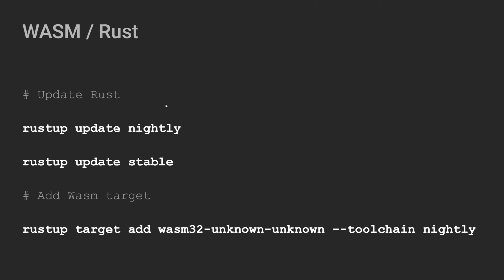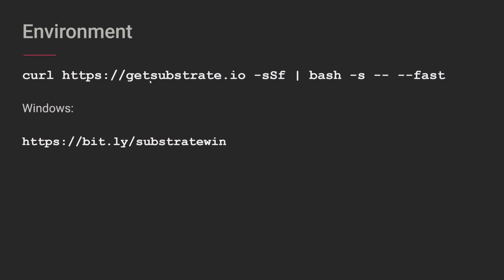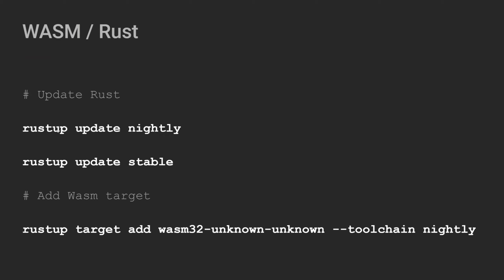So once the get substrate command finishes, you should update your Rust by running rustup update nightly, rustup update stable, and then finally rustup target add wasm32-unknown-unknown --toolchain nightly. What all of this does is enable the compilation of the code in the latest nightly experimental versions of Rust, and it adds a wasm compiler to the mix so that the code that we are writing can be compiled to wasm. And that's a very important detail that I'm going to mention a little bit later, because that's a big part of the magic of Substrate, the wasm thing.